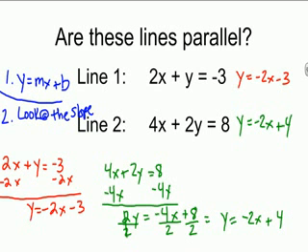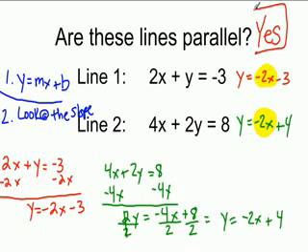Now, let's find the slopes of each line. In the first one, our slope is negative 2x. Remember that negative sign needs to go with the slope. In our second equation, negative 2x is the slope. So to be parallel, they have to have the same slope. So they do have the same slope. So yes, they are parallel.